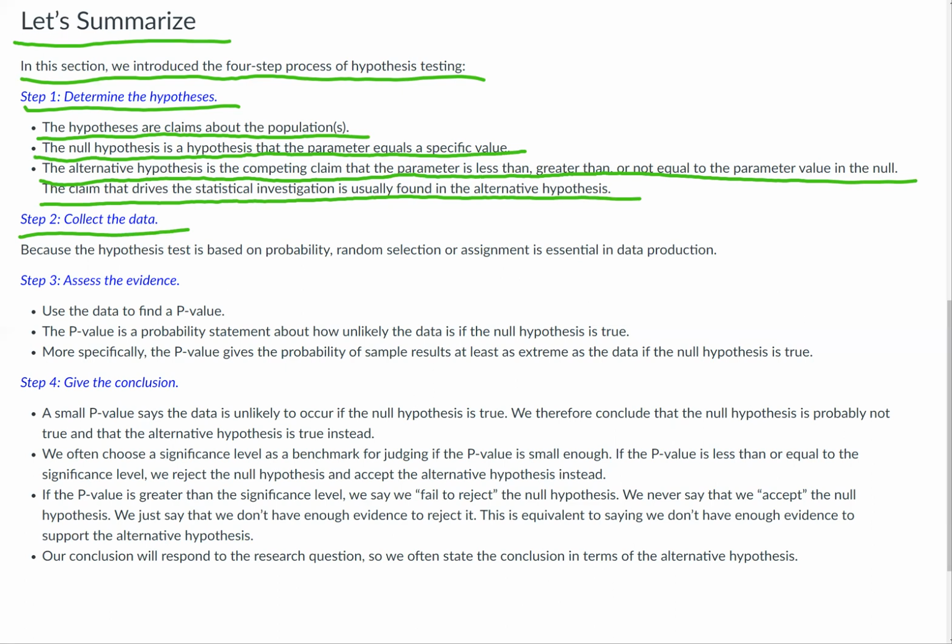Step 2, we collect the data. Because the hypothesis test is based on probability, randomly selecting or assigning is essential in data production. Step 3 would be to assess the evidence. Use the data to find a p-value.